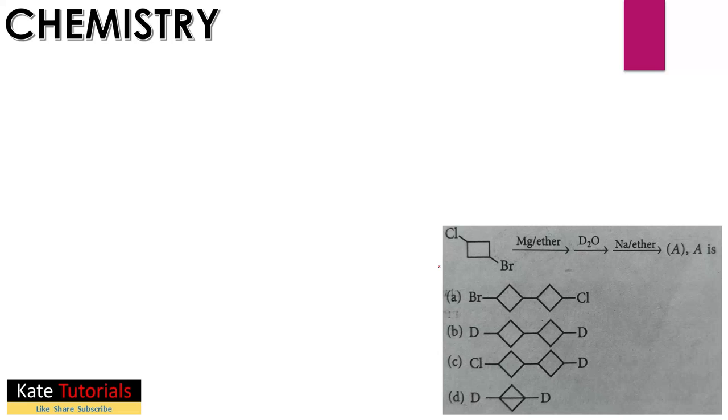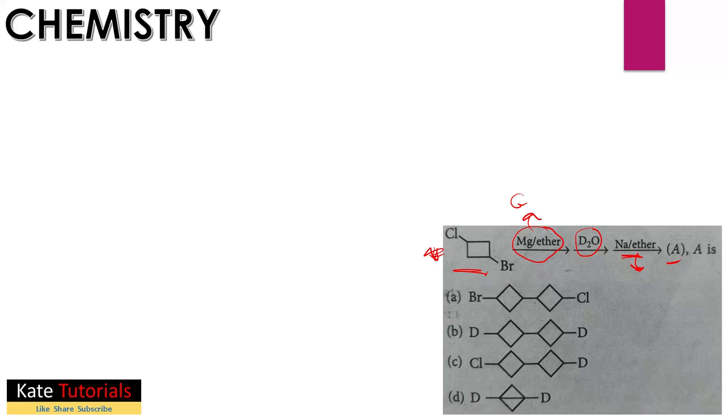So this is one of the important questions for JEE, right? They have given this reagent, to which they are adding magnesium in the presence of ether. So here we will get a Grignard reagent, right? The Grignard reagent is followed by D2O, followed by sodium in the presence of ether. Everything we shall see now, and we'll get a product A.